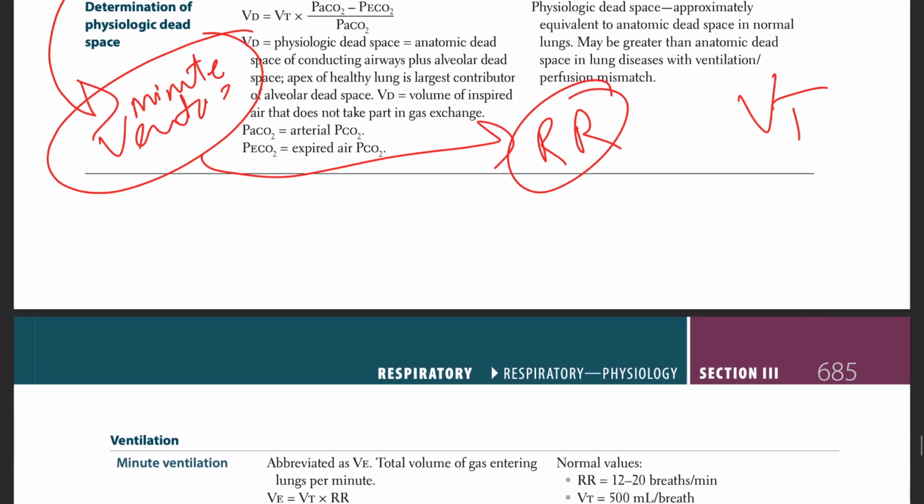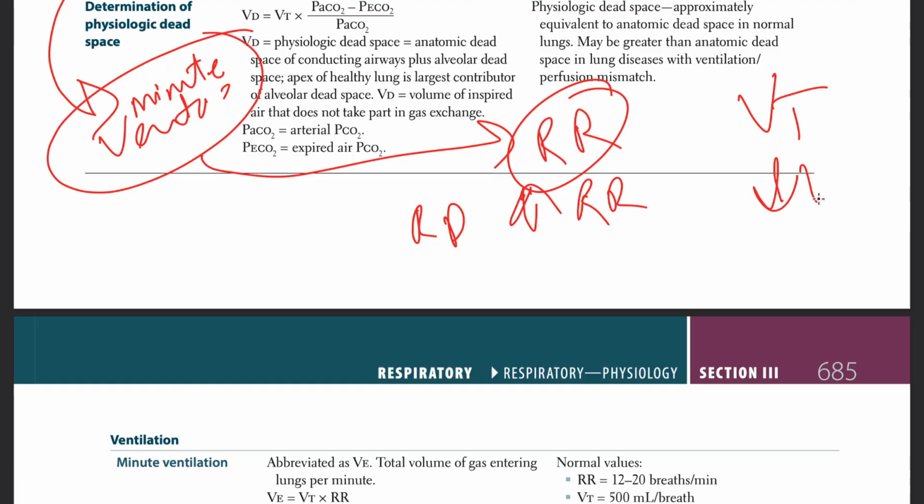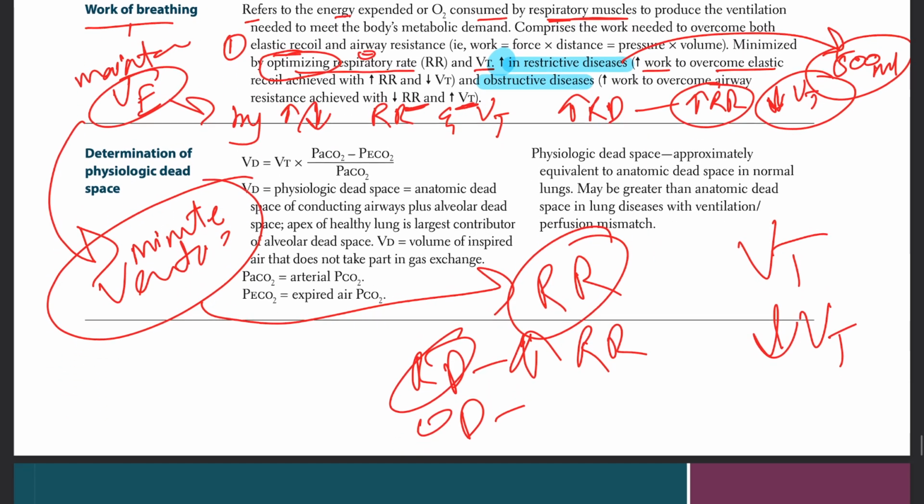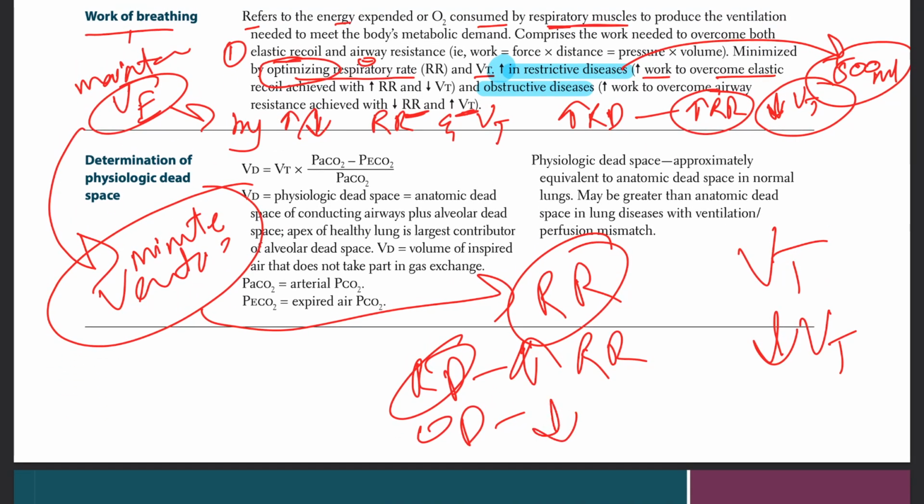In simplistic words, in your restrictive diseases, you're increasing the RR but decreasing the VT, because that's how the restrictive disease occurs. The second thing is your obstructive diseases. In obstructive disease, if you look back here, you're decreasing the RR but increasing the VT, and this is high yield. So in obstructive disease, you're decreasing the RR but increasing the VT. Two different diseases, two different things.